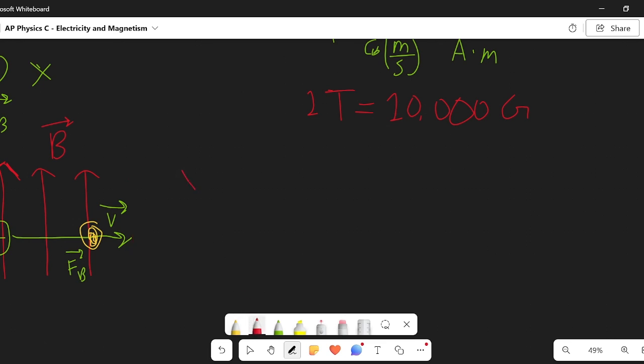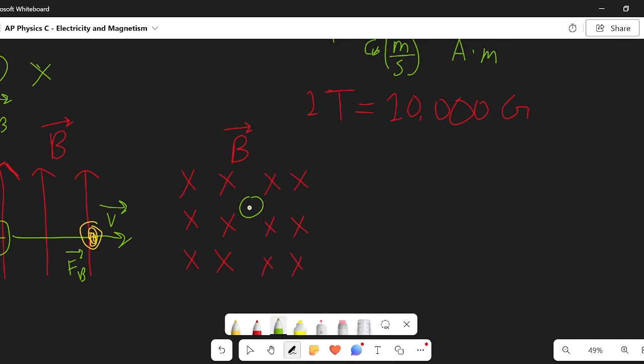Let's say we have the magnetic field going to be like so. Let's say this is our magnetic field. So we'll say this is B in this direction. And then now let's say we toss an electron.